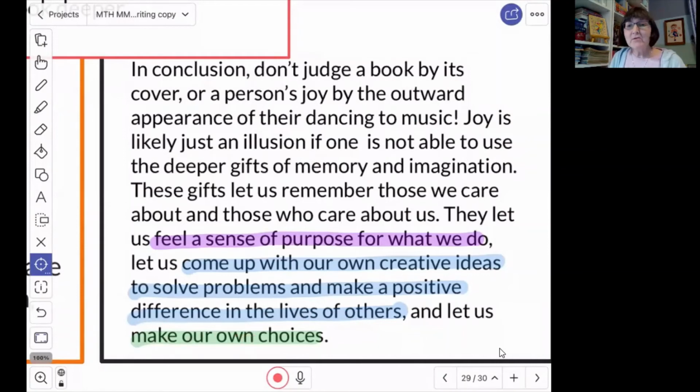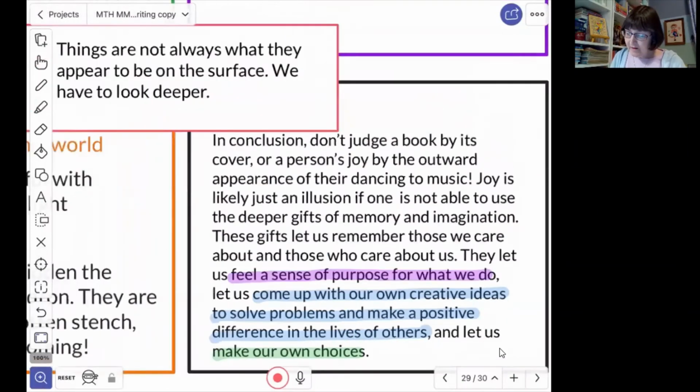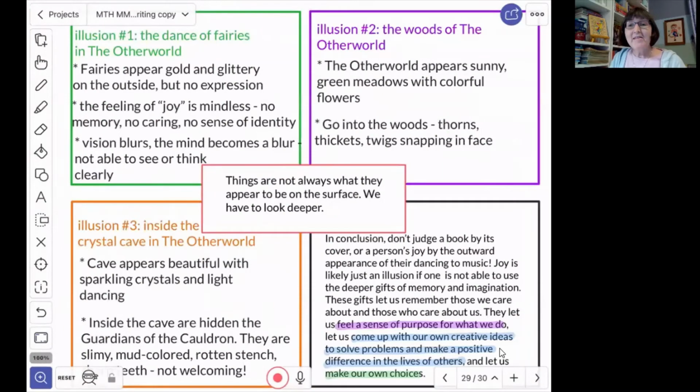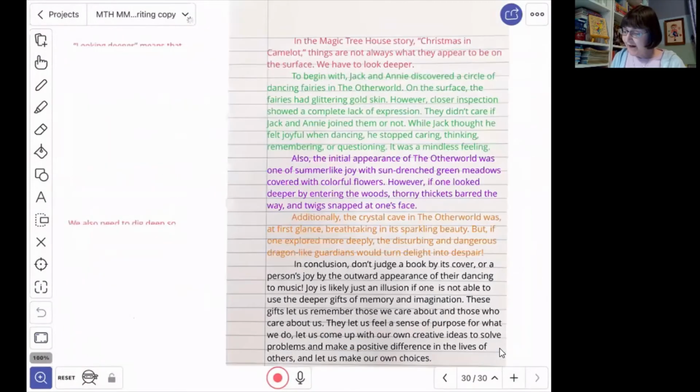Also, to be able to make our own choices and not just do whatever we're told, to not just feel like we have to do what everyone else is doing without even thinking about it, but to be able to use our own mind to think about things, solve problems, make our choices, come up with ideas. These are things that give us joy. It's part of being human. So our foursquare is done, and then we can put it into our 5-paragraph essay. Let me read it, and then we will be all finished.